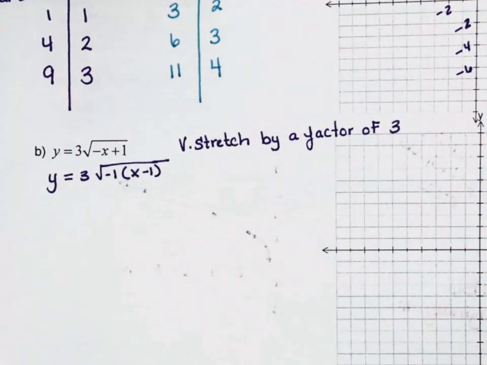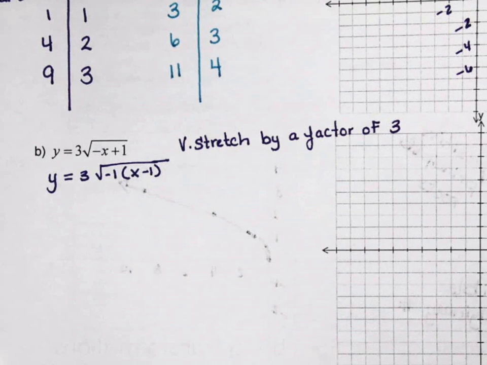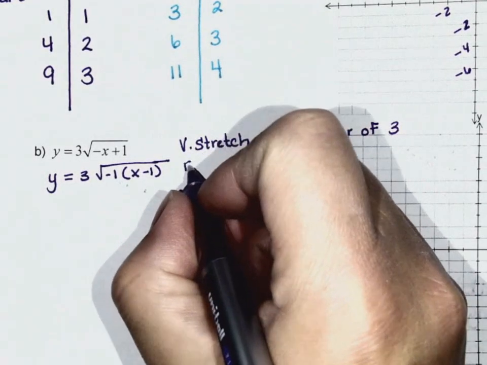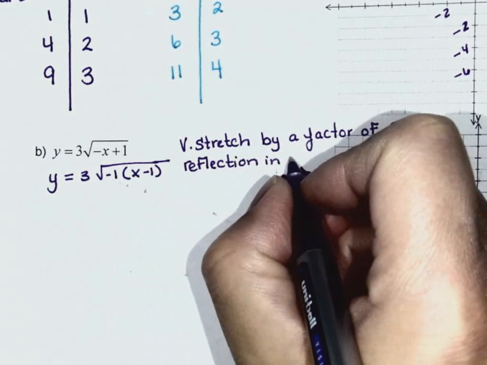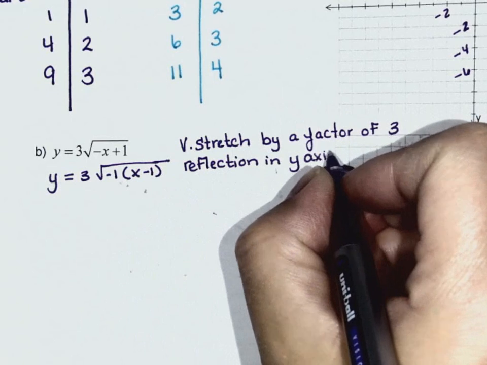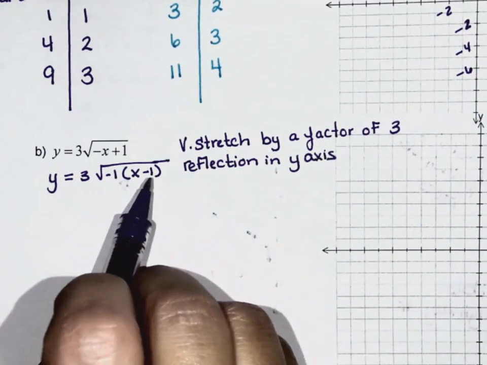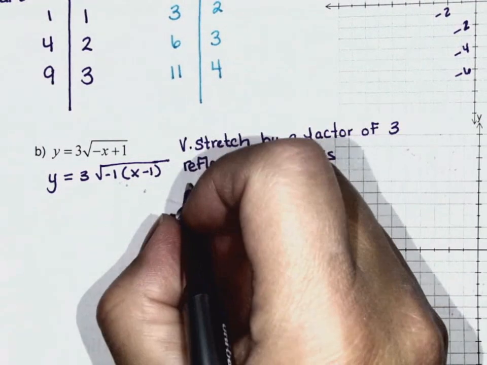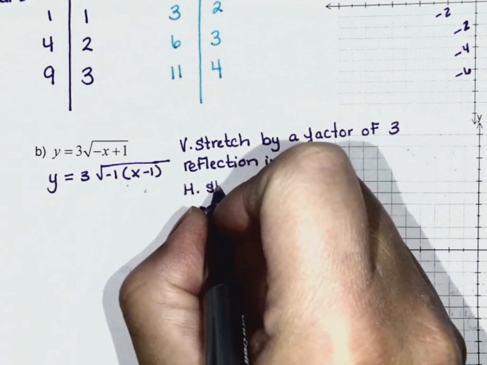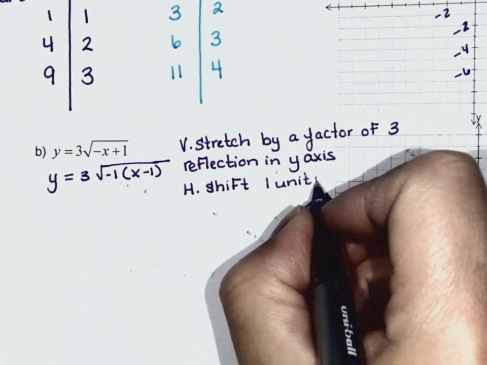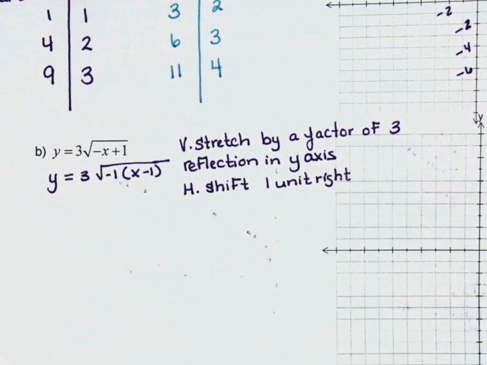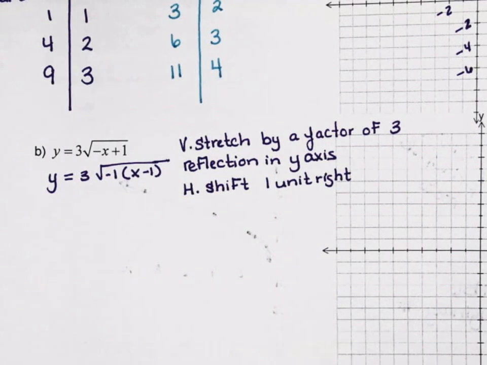What does that -1 tell me I have to do? Reflection in the y. And the subtract one? So this is just chapter 1 all again. This would be me describing the transformations.